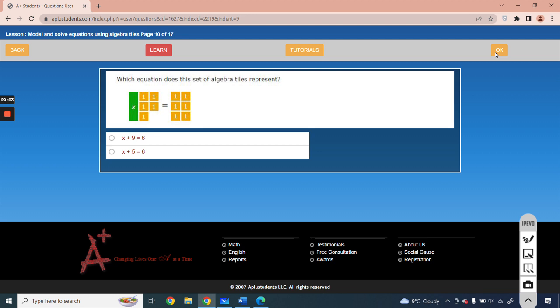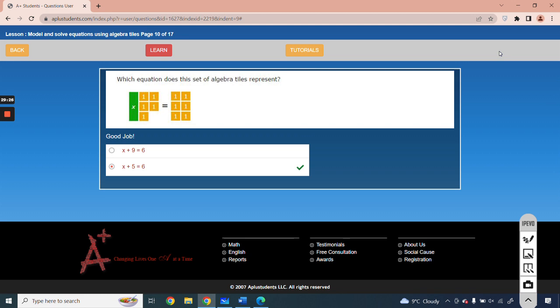Which equation does this set of algebra tiles represent? So which is the correct option? Yes, very good. That would be x plus 5 equals 6. Got it? So just select the correct option and click on the OK button.